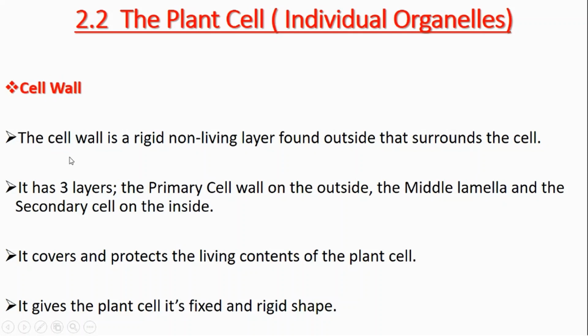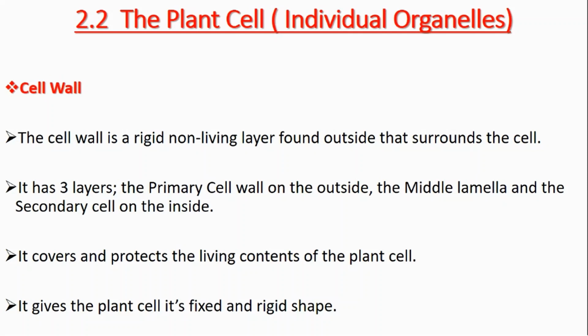The cell wall is a rigid non-living layer found outside and it surrounds the cell. As I did say earlier on, the cell wall is non-living. The cell wall has three layers. It has the primary cell wall on the outside, a middle lamella in the middle obviously, and the secondary cell wall found on the inside. The cell wall covers and protects all of the living components of the plant cell.